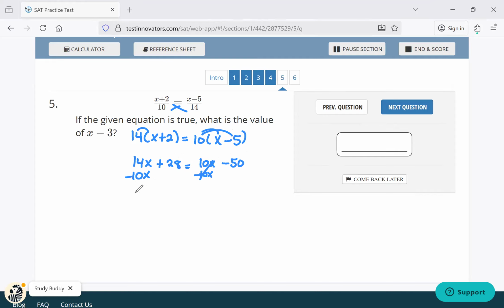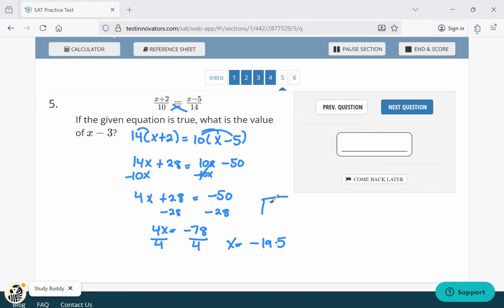So 14x minus 10x is 4x. Plus 28 equals negative 50. Okay, subtract 28 from both sides. You get 4x equals negative 50 minus 28, which is negative 78. Divide this by 4. You get negative 78 over 4, which is negative 19.5, right?